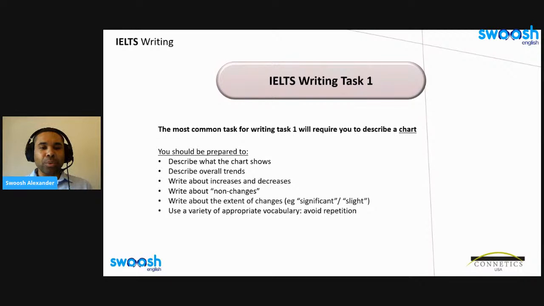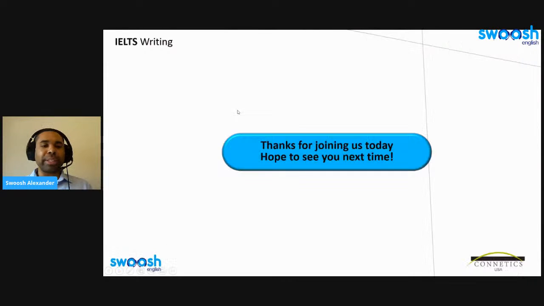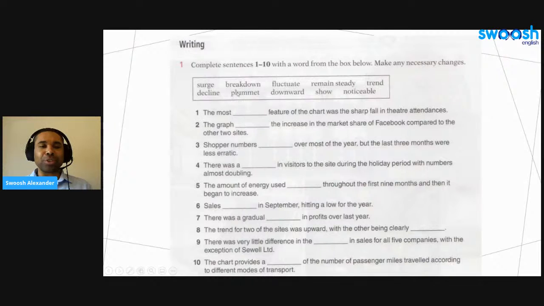Okay, so these are the key points then with writing task 1. Let's actually have a look now at the task itself and see which vocabulary we should be using to complete the answers. So looking at number 1, the most what feature of the chart was the sharp fall in theatre attendances. So if anyone has the answer to this, do share it in the chat box.